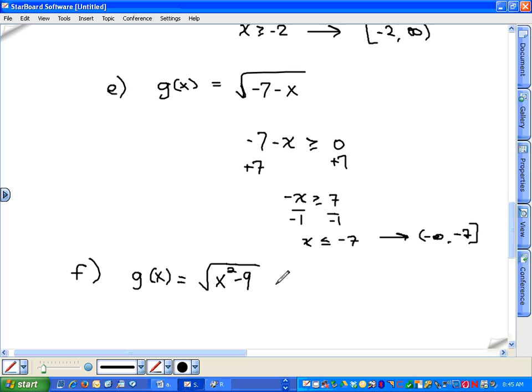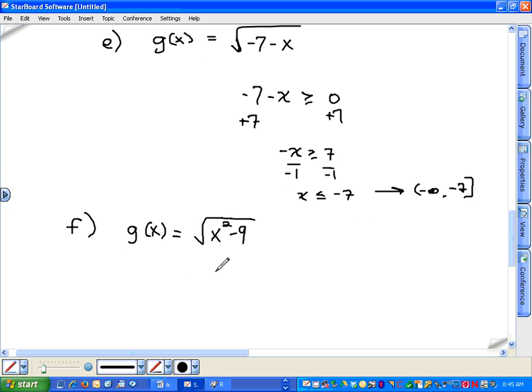What do we do here? We take the expression from within the radical sign, x squared minus 9, and what has to be true of it? Greater than or equal to 0.